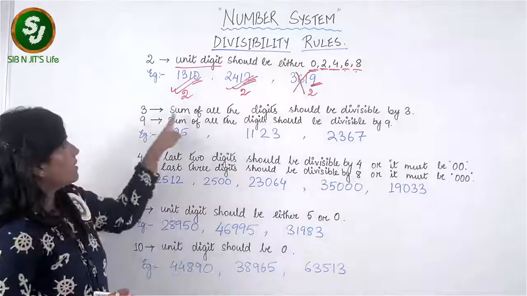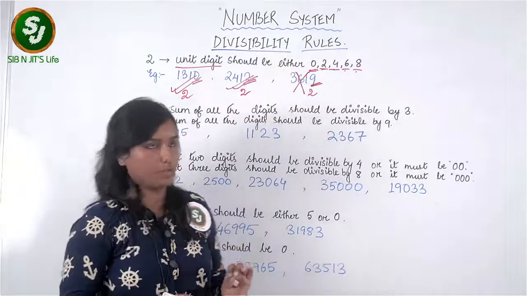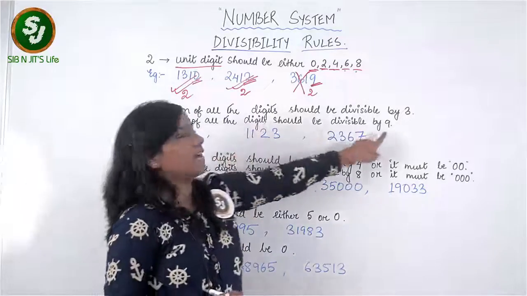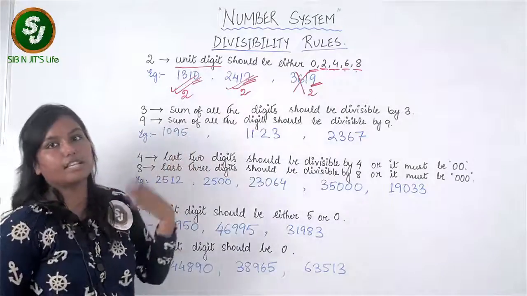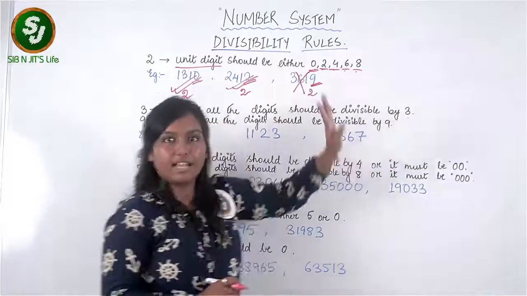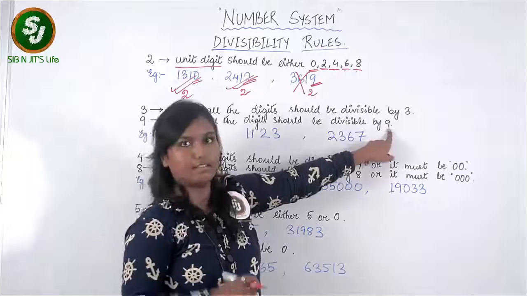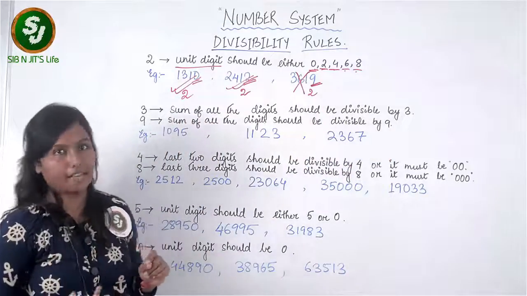So for 3 it is the sum of all the digits should be divisible by 3. And for 9 it is the sum of all the digits should be divisible by 9. Both are almost the same, but you must keep in mind that when you take the sum of the digits, if it is divisible by 3, then only the number will be divisible by 3, and if the sum of the digits is divisible by 9, then only the entire number will be divisible by 9.